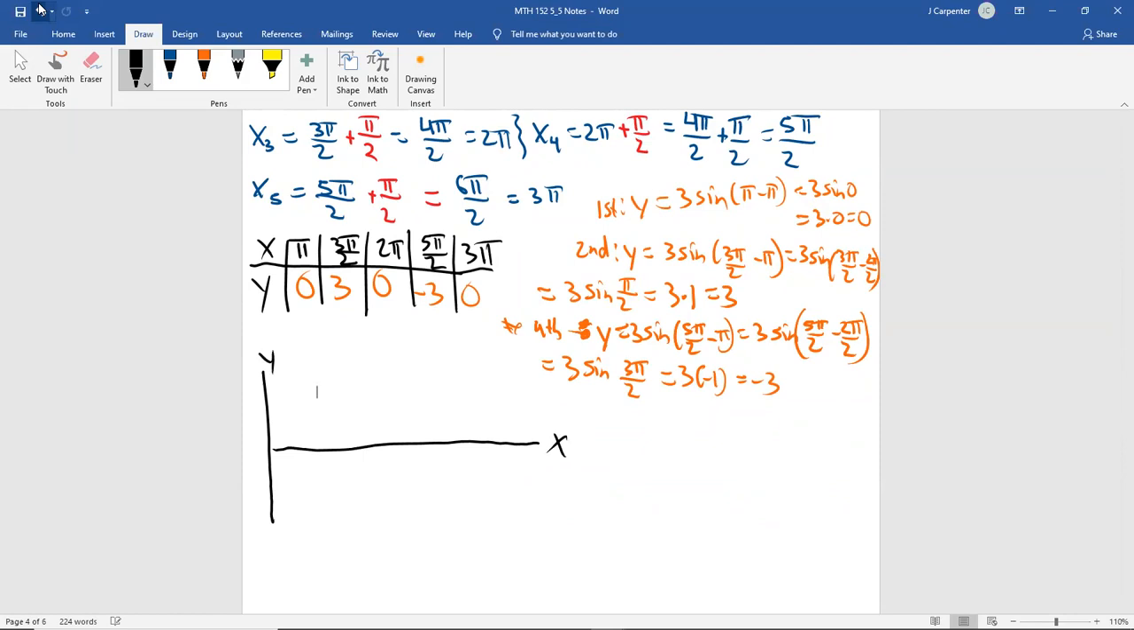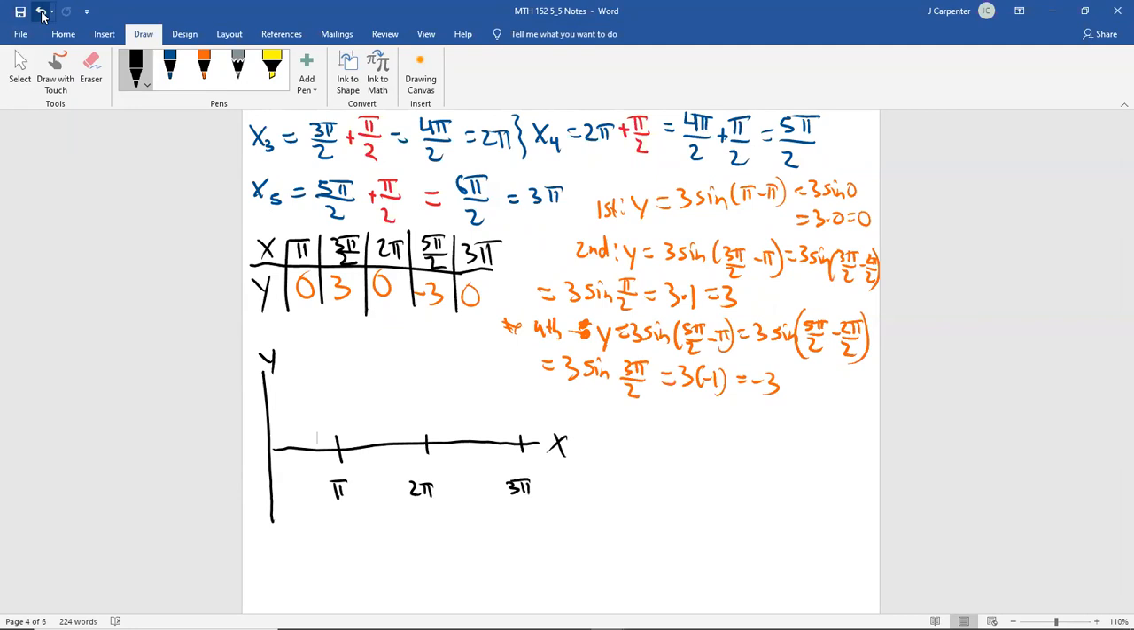X, Y. Now our first point is not going to be here. It's not going to be there. The first point starts at pi. So we're going from pi to 3 pi. So let's go maybe about here. We'll call this pi. Call this, that looks pretty even. Maybe just a little too wide. About here, that looks better. 2 pi. And then here, that'll be our 3 pi.